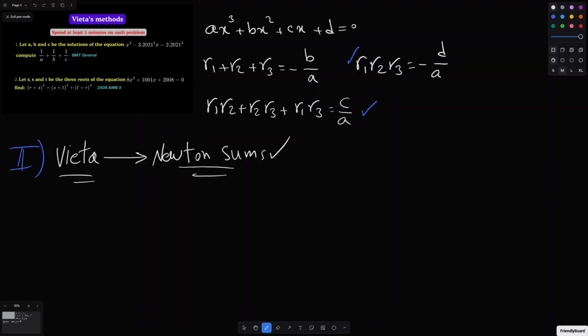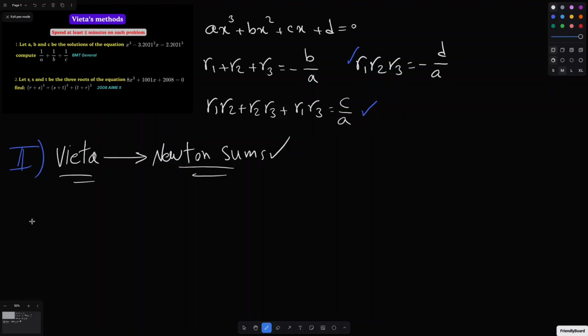So the problem says, let R, S, and T be the three roots of this equation. So we have r1, r2, r3 again. They are the roots of this equation. Find (R plus S) to the power of 3 plus (S plus T) to the power of 3, and so on. So how can we solve this problem?